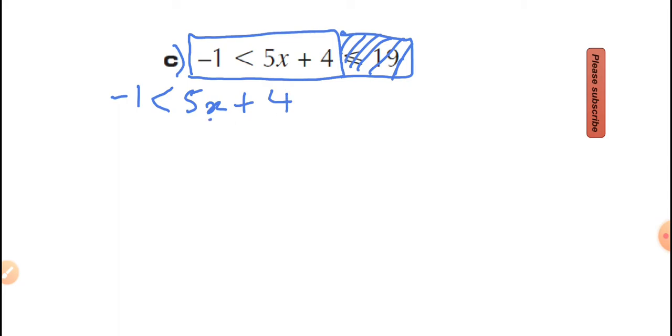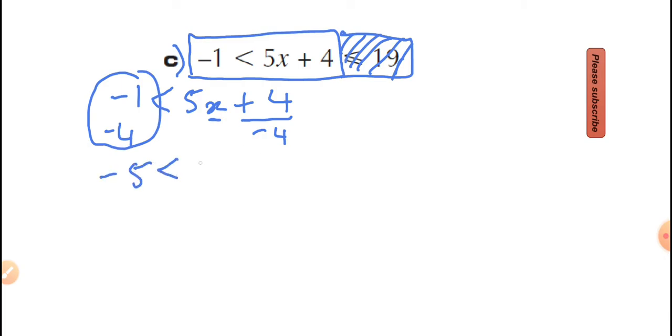So to solve that and to get the x on its own, I have to get rid of this plus 4 here first. So I have to take away 4 from both sides like this. Now on the left hand side, I'll have minus 1 minus 4, which is minus 5. Copy the sign down, and on the right hand side the plus 4 and the minus 4 cancel out, leaving just 5x.